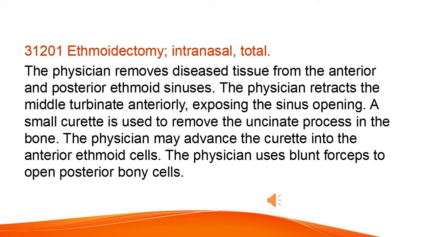Ethmoidectomy, intranasal, total. The physician removes diseased tissue from the anterior and posterior ethmoid sinuses. The physician retracts the middle turbinate anteriorly, exposing the sinus opening. A small curette is used to remove the uncinate process in the bone. The physician may advance the curette into the anterior ethmoid cells. The physician uses blunt forceps to open posterior bony cells.